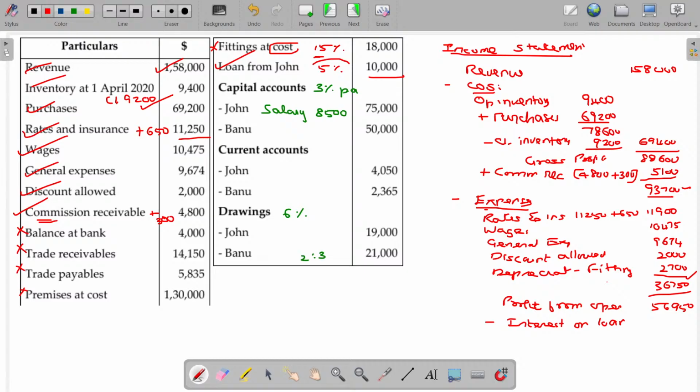For the 10,000 rupees, 5%, 500 will be subtracted. The value you get here is called profit for the year. Profit for the year here being 56,450.